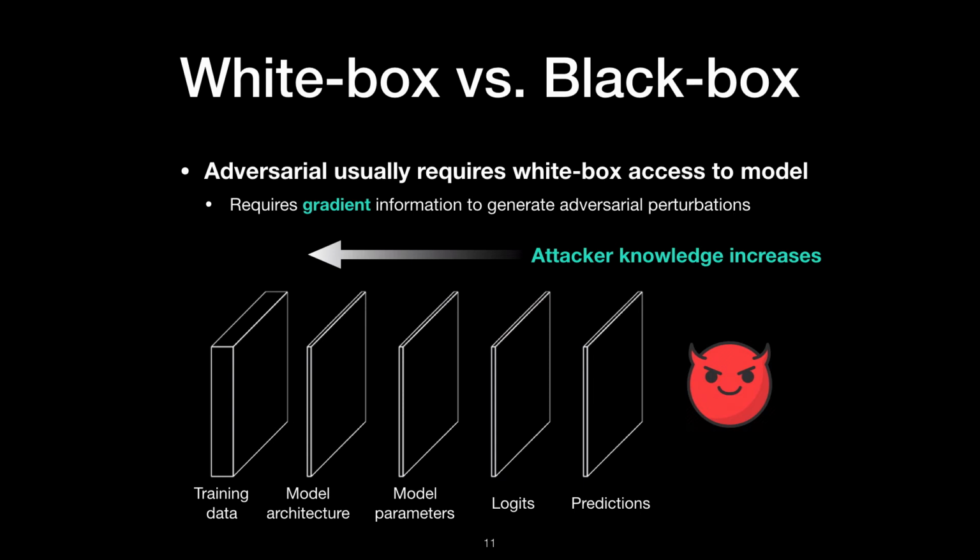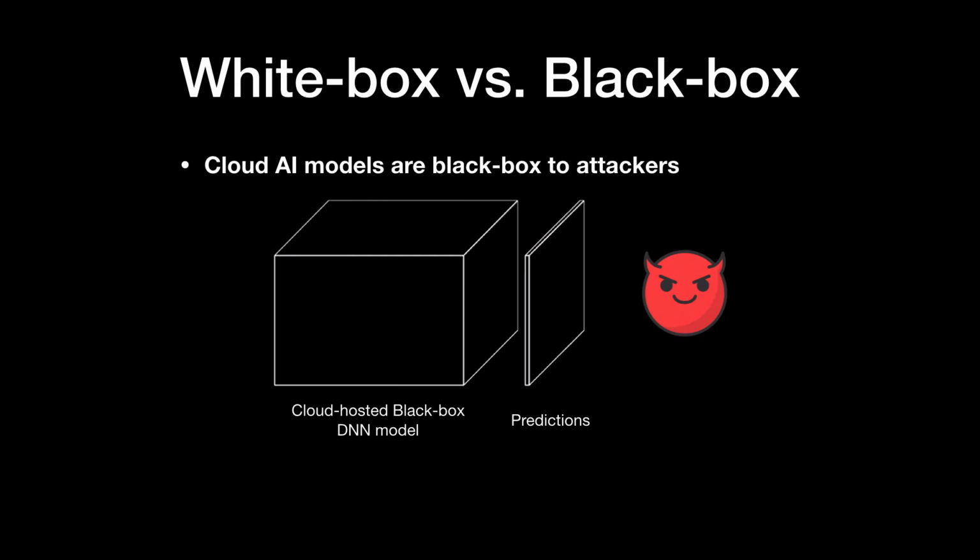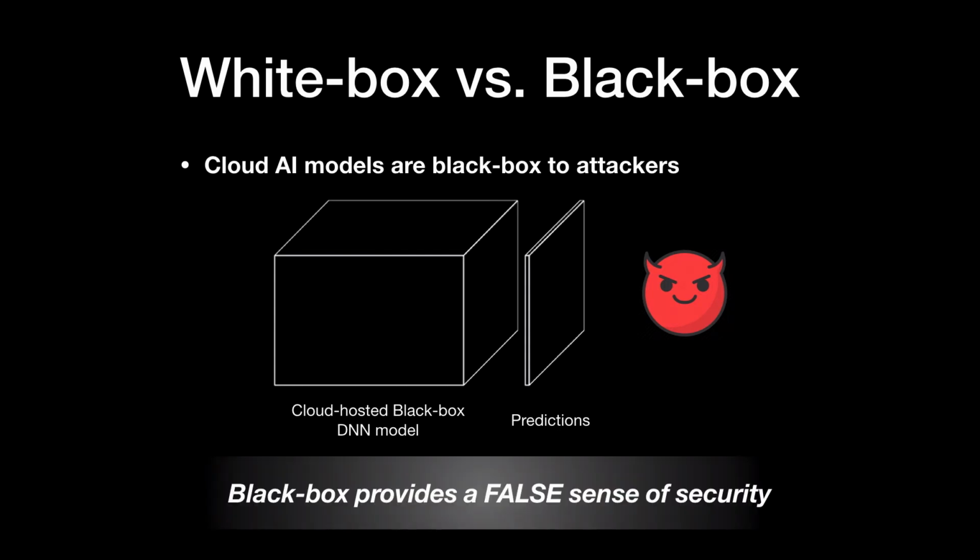But most of the time, the attacker might not have such privileges. What they might have is just the last layer logits from the model, or just the prediction values from the models. In those cases, it is considered black box. So in our talk, we consider the cloud AI models as black-box models to the attackers. And we argue that the black box just provides a false sense of security.